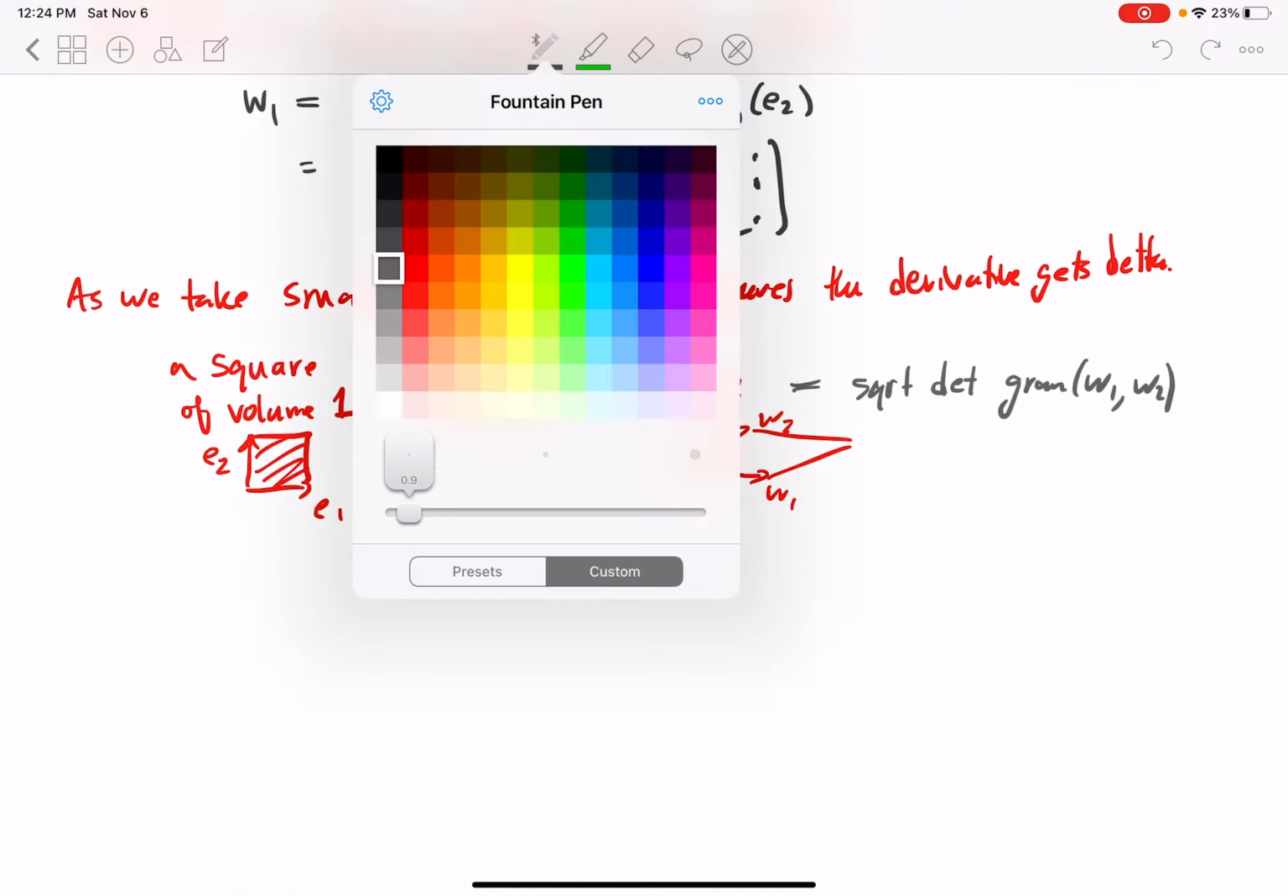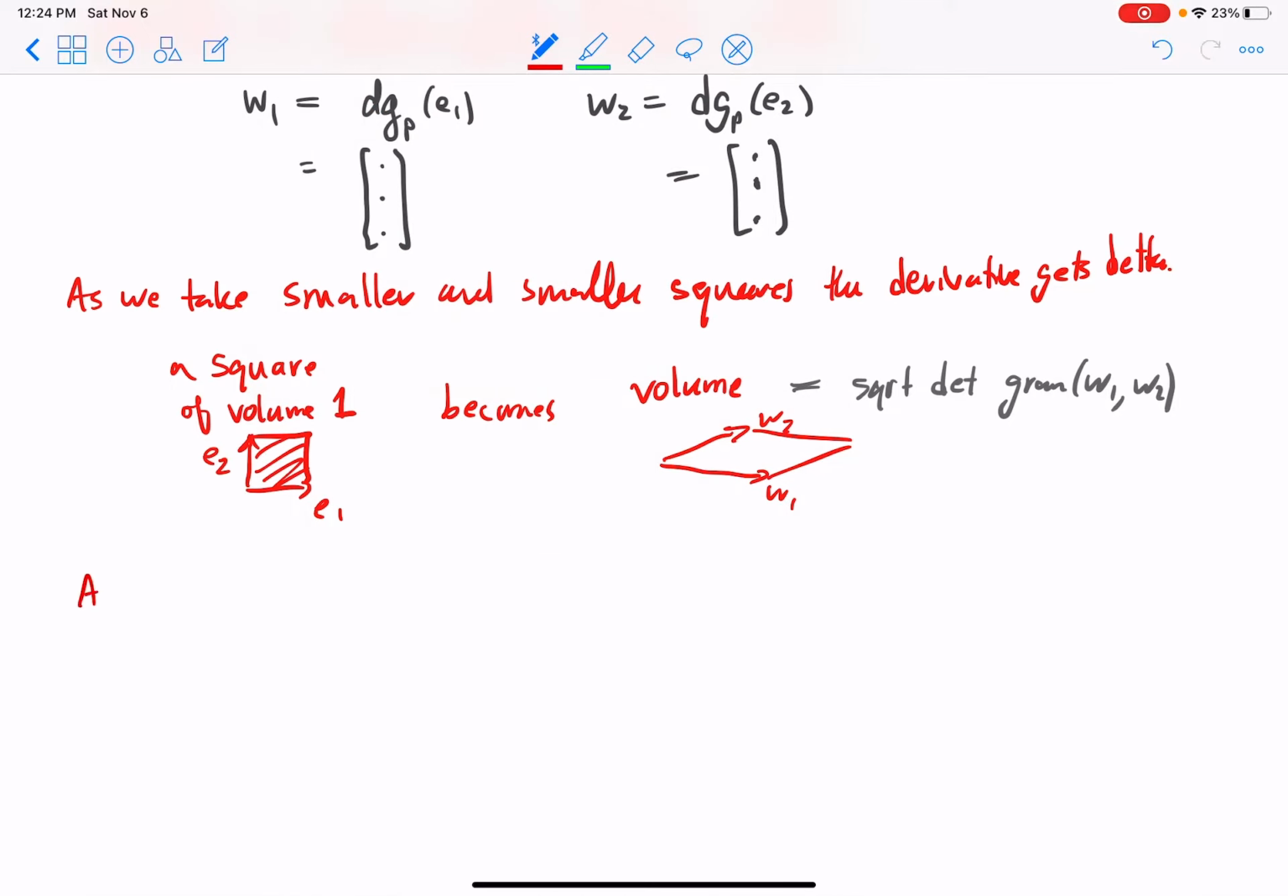And so a square of volume epsilon, very small, of very small volume, let's say epsilon, this is a Greek letter. You can call it whatever you want. You could call it S for small.